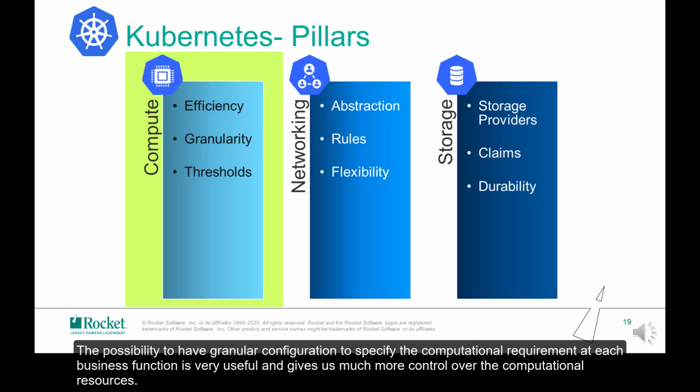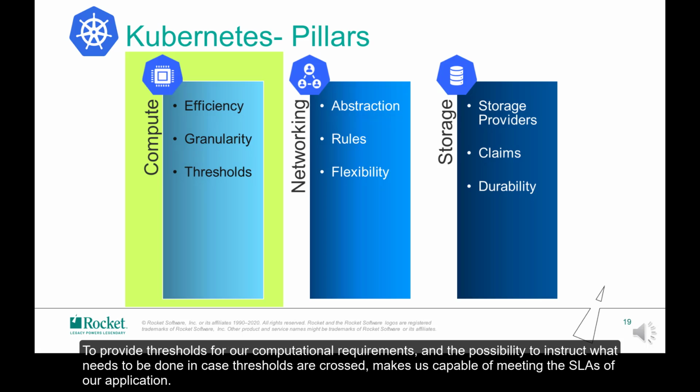The possibility to have granular configuration to specify the computational requirements at each business function is very useful and gives us much more control over the computational resources. To provide thresholds for our computational requirements and the possibility to instruct what needs to be done in case thresholds are crossed makes us capable of meeting the SLAs of our application.